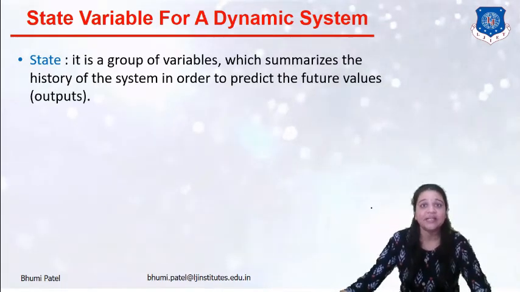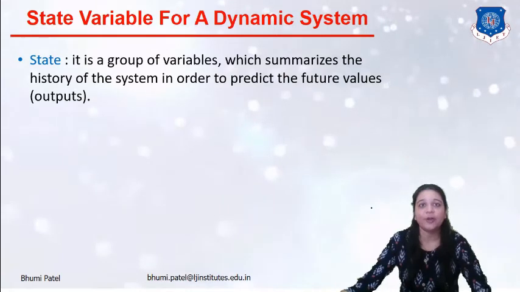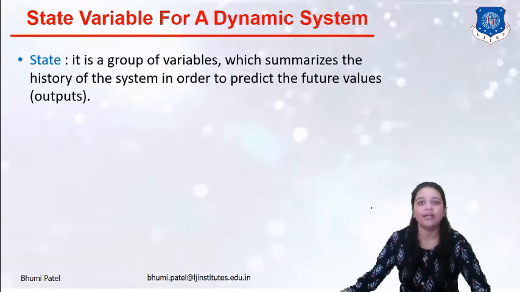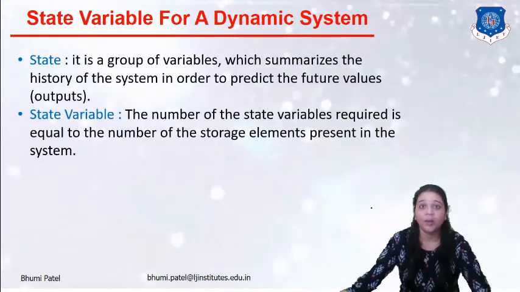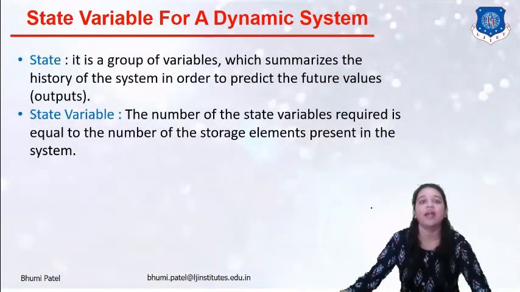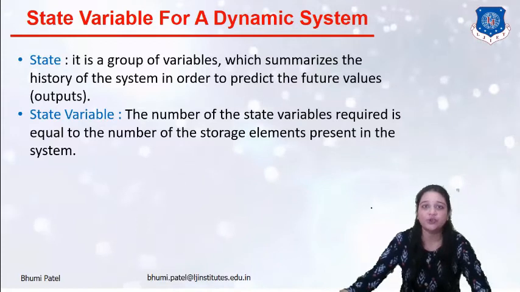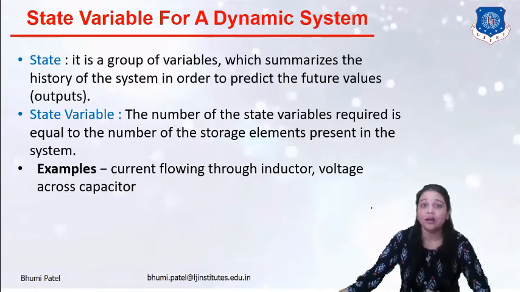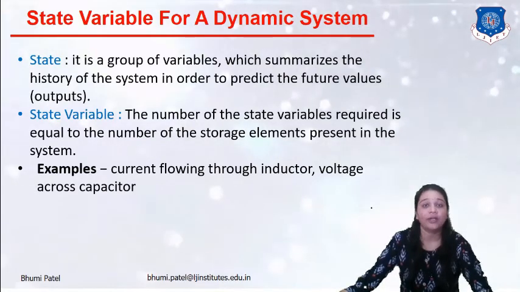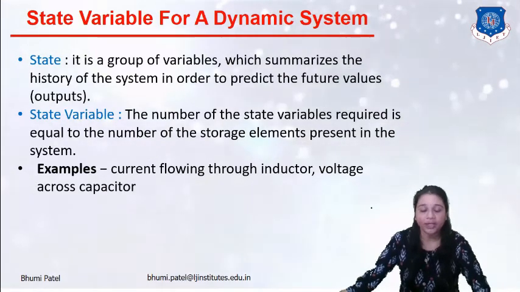The state of a dynamic system is a group of variables. We summarize the history of the system in order to predict the future value of the output. And what is the state variable? The number of state variables required is equal to the number of storage elements present in the system. Examples are the current flowing through the inductor and the voltage across the capacitor.